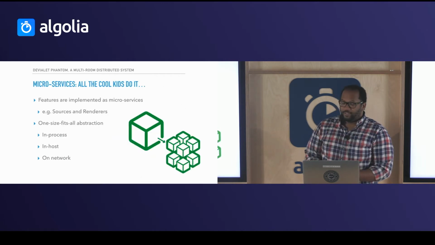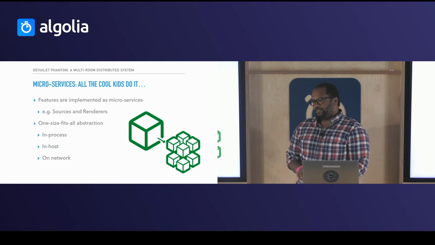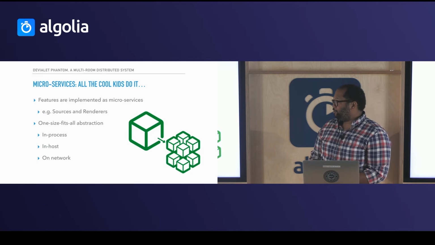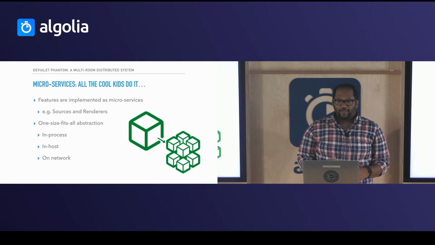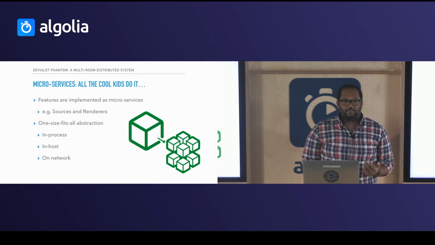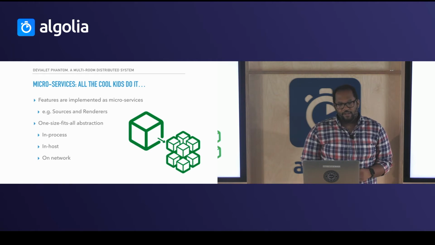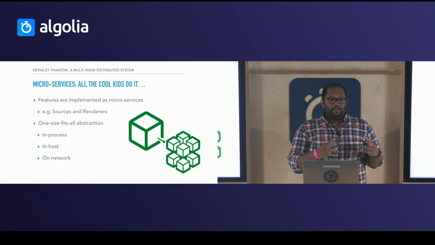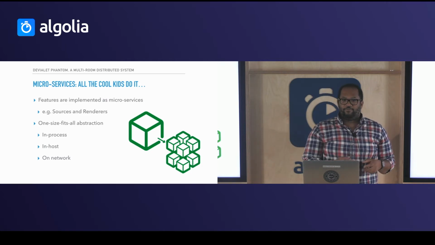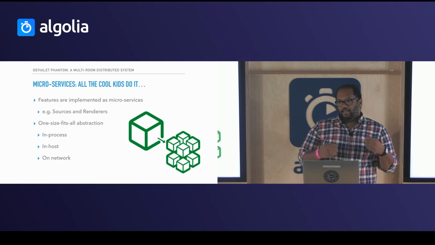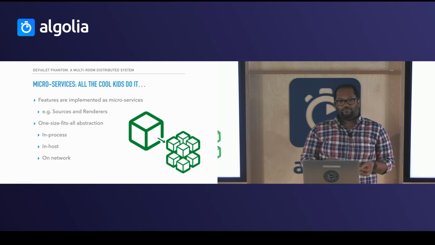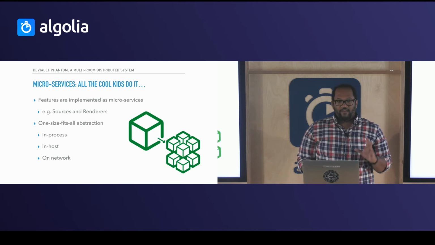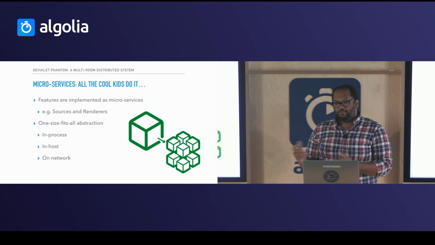So when we started this project, we needed to decide how we would implement that. So we used microservices because all the cool kids were doing it. And so basically, all features in the product are implemented as microservices. So a quick example would be, in this system, you're going to have applications which are responsible for fetching music from the internet, and other applications are going to be in charge of ingesting this music and playing it on the actual device. So you have sources, which are the first ones, and the renderers.